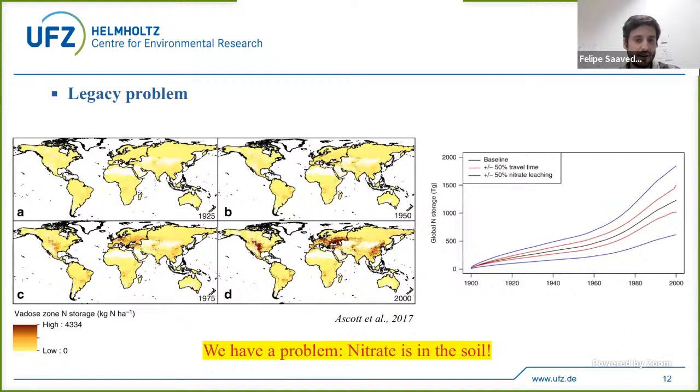There is this study by Ascott et al., 2017, a global study showing how from 1925 up to 2000, in this sequence of different maps, nitrogen has been stored in the soil. This is clear if you see the last picture in 2000: in the US, Europe, and Asia there's a critical increase of nitrate. If we look at the global trend, we see the same. So it's a problem that has been growing for decades, and the answer is that it is stored in the soil.